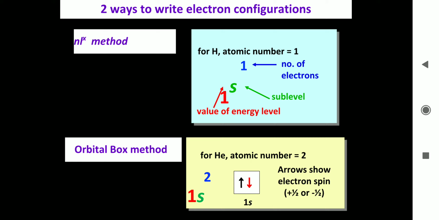See, the orbital box method. Here it is explained by taking helium. The atomic number of helium is 2, so its electronic configuration is 1s2. Here there are two arrows in the box. One is in the upward direction, the other is in the downward direction. This arrow shows electron spin. For the upward direction electron, the spin is plus half. For the downward direction electron, that means the red one, the spin is minus half. For the black one, the spin is plus half.